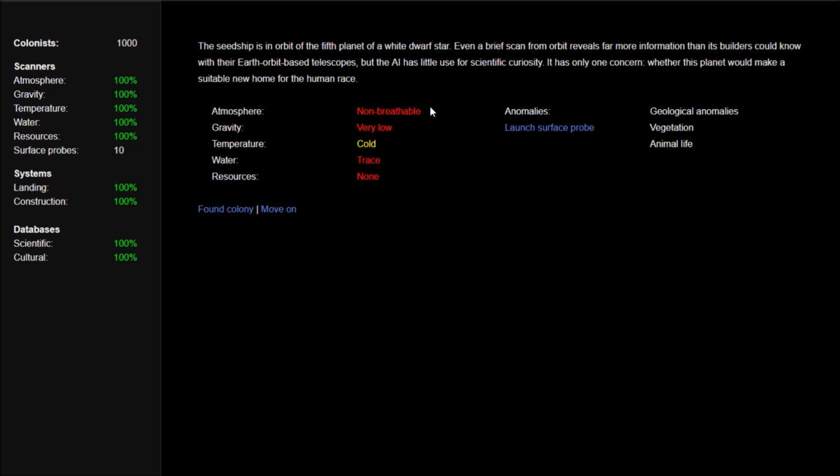No breathable atmosphere. That's kind of a bad sign. Low gravity, it's cold, trace amounts of water, no resources. There is some vegetation and animal life. We think we can send a surface probe to check it out if we want. But you know what? I'm not going to. We only have 10 probes. There's no breathable atmosphere, so that's kind of a damper on human civilization. So we're going to move on to the next planet.